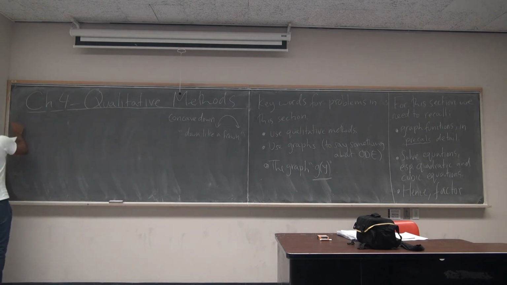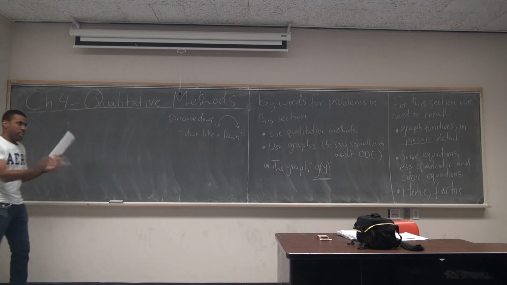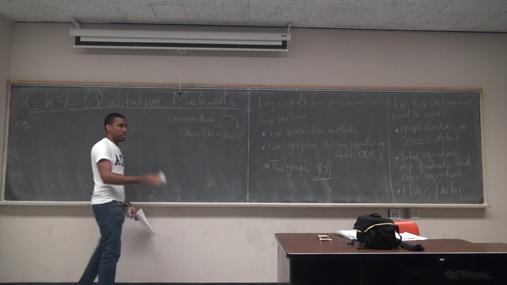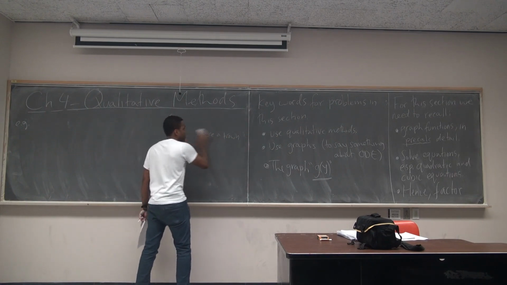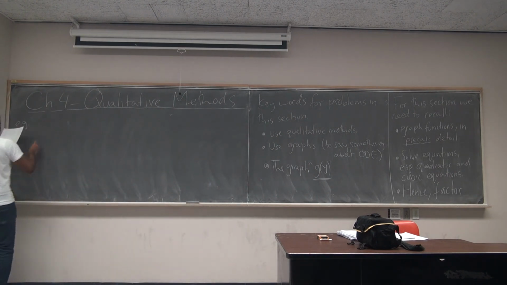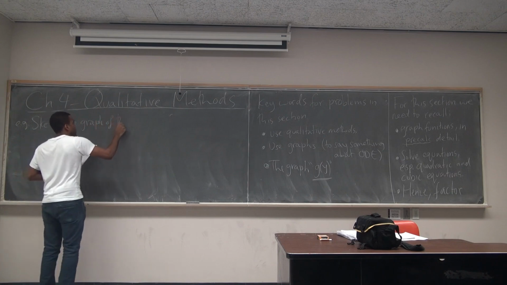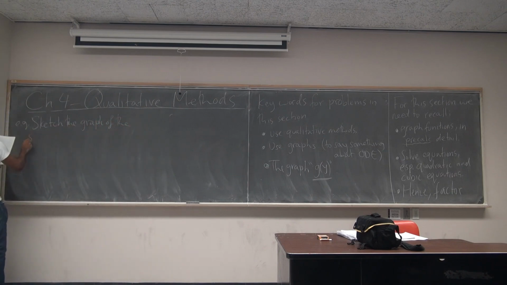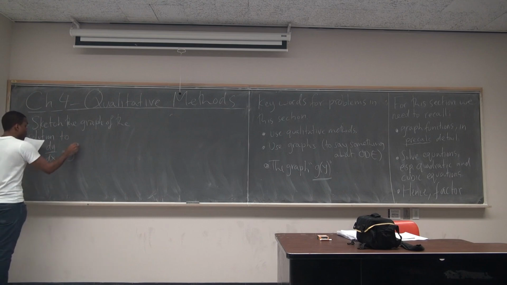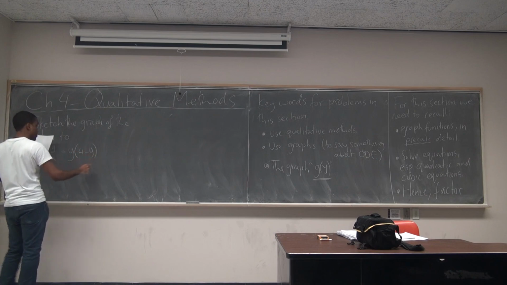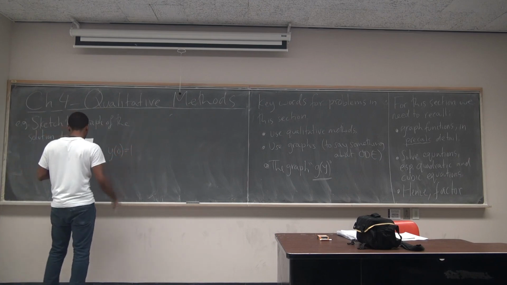Moving on. So, example. I'm going to go through this example. I'm going to tell you everything you need to know about how to attack this kind of problem. It's the same thing that you'll do for every problem of this type. Sketch the graph of the solution to dy/dx equals y times (4 minus y), where y(0) is equal to 1.